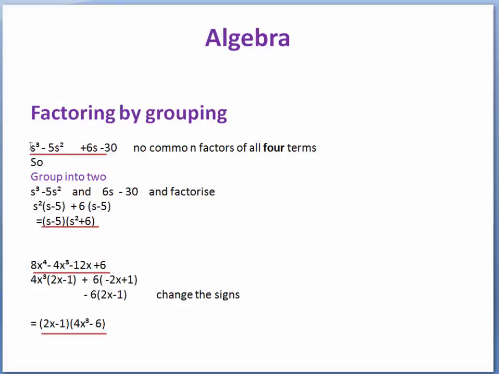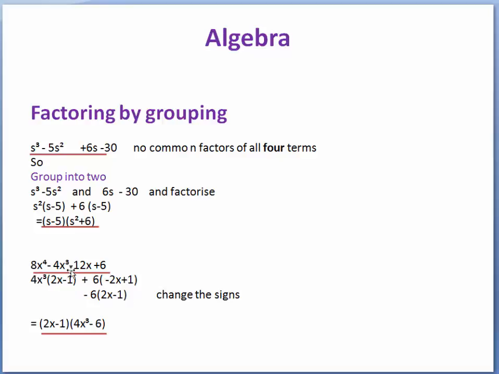If we've got 4 terms, so here we have 4 terms, there's no common monomial in all 4 terms, no common letter in all terms. What we can do is group them into 2. So here I've put this group with the s cubed and the minus 5s squared, and this group with the plus 6s minus 30. And then we factorize those 2 groups separately. And what we get is, with this group, s squared, s minus 5, and here plus 6, s minus 5. Okay, so we get s minus 5 as our common binomial. Take that out by itself. And then s squared plus 6 in brackets.